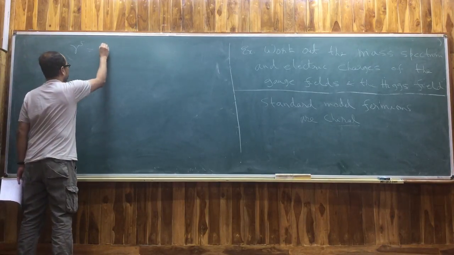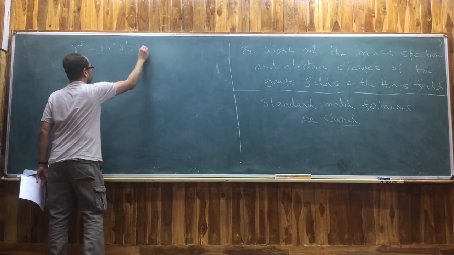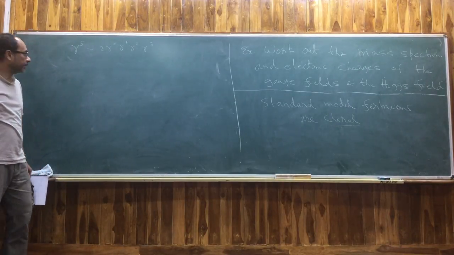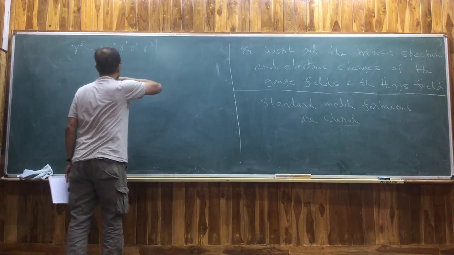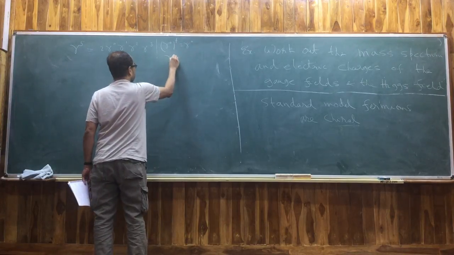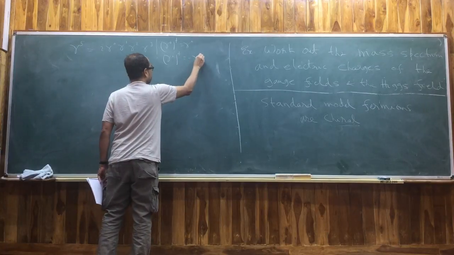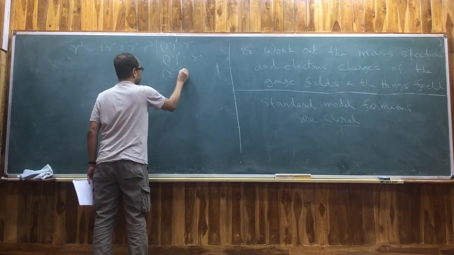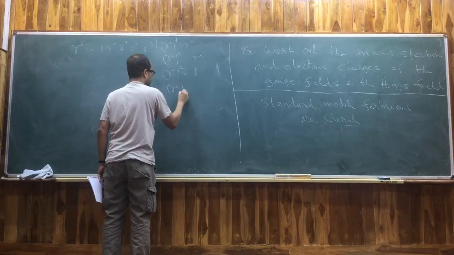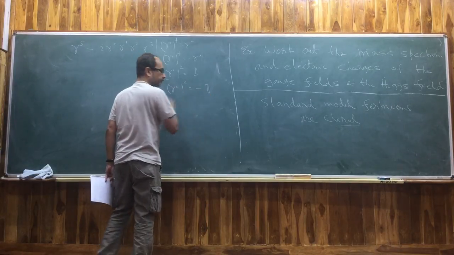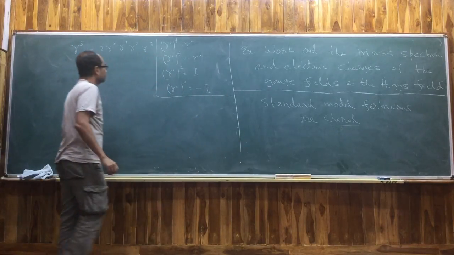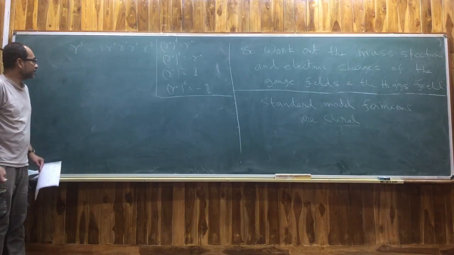This gamma phi is defined as i gamma 0 gamma 1 gamma 2 gamma 3. Let me remind you that our notation that we had been using is that gamma 0 dagger is gamma 0, gamma i dagger is minus gamma i, gamma 0 squared is identity, and gamma i squared is minus identity. With this notation, gamma phi is Hermitian.